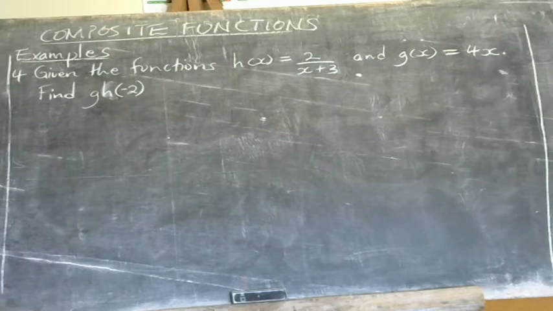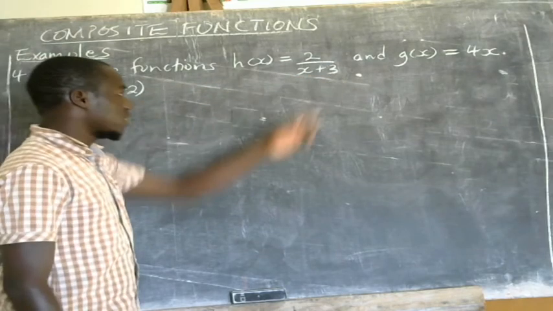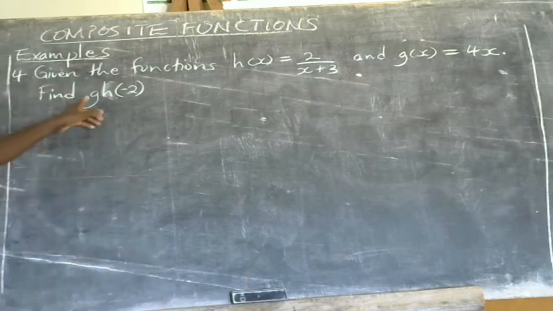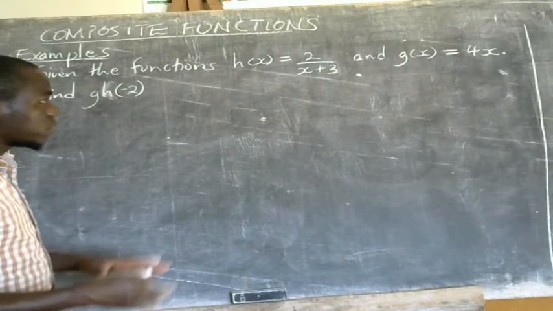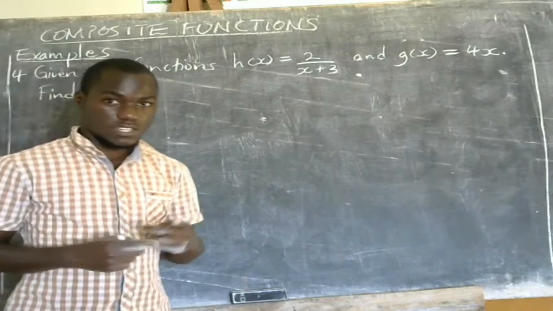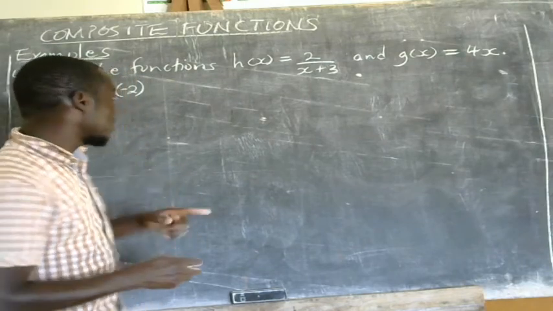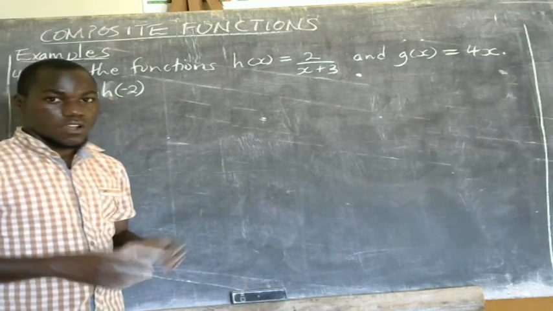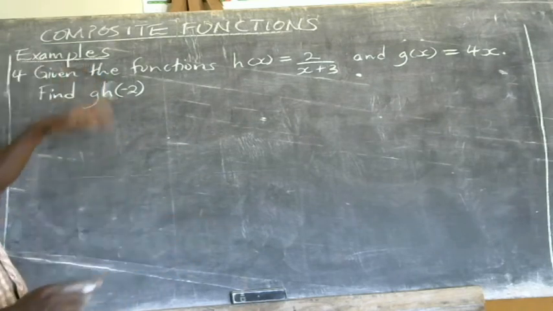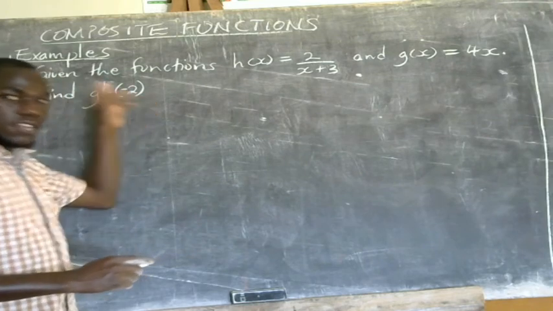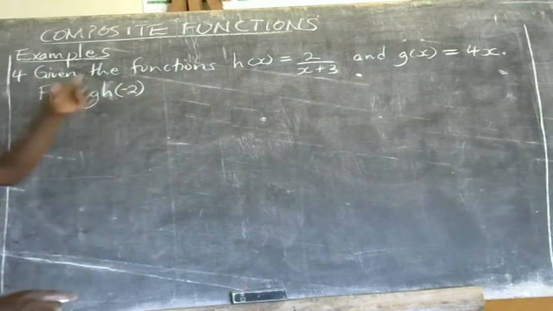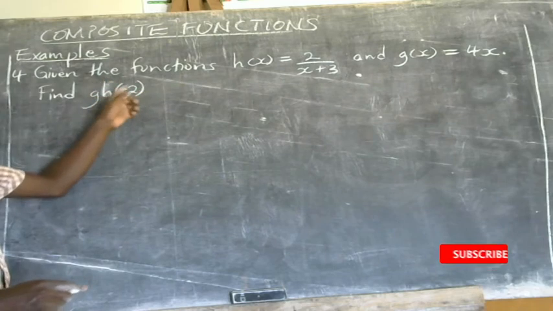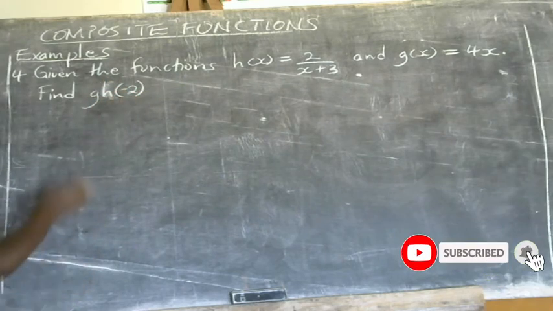So example 4 there: given the functions h of x there and the g of x there, find g of h of -2. Now this one here, we have two alternatives. One is to first find the function g of h of x, or we can first get h of -2, then finally we get g of the result of h of -2.